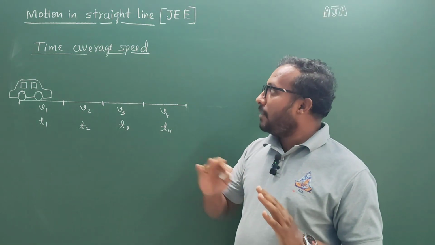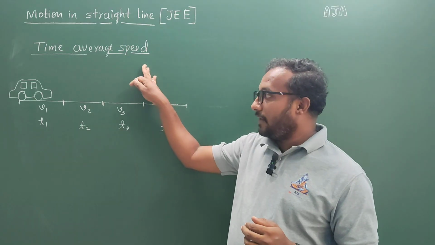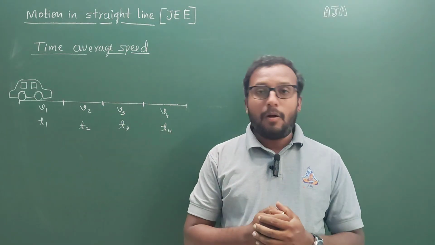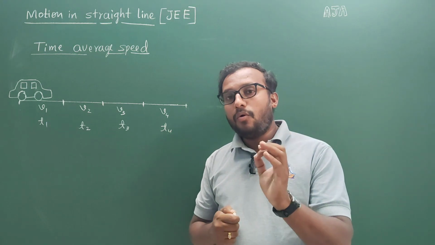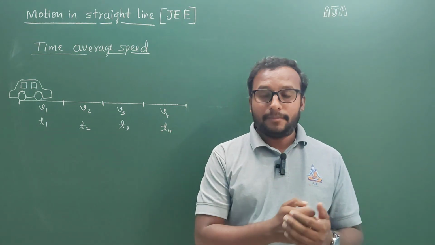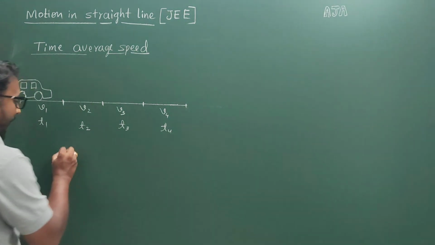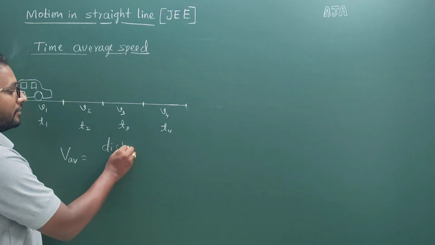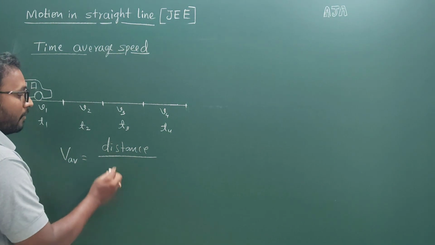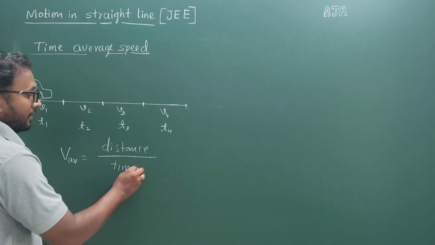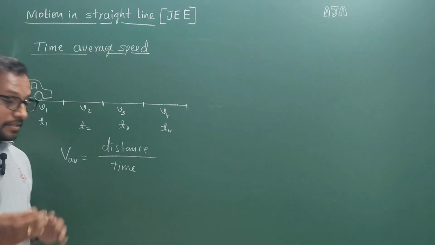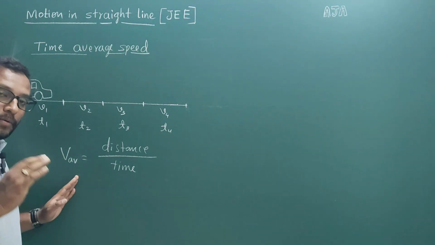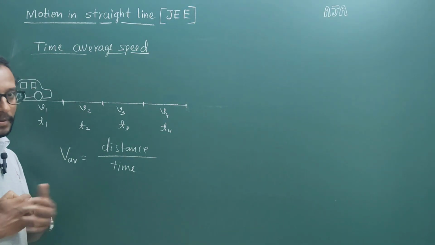As the name itself indicates, it is average speed. If you take the average of all these speeds, then it is going to be wrong. We should always go with the definition of average speed. We know that average speed is always defined as the total distance covered by the body divided by the total time taken to cover the distance. This is the formula that must be used to calculate the average speed.